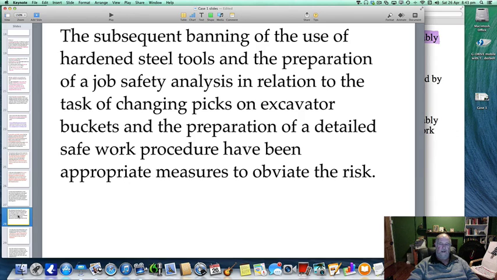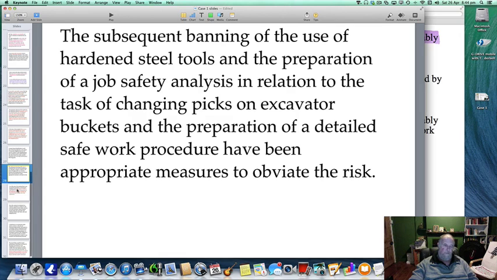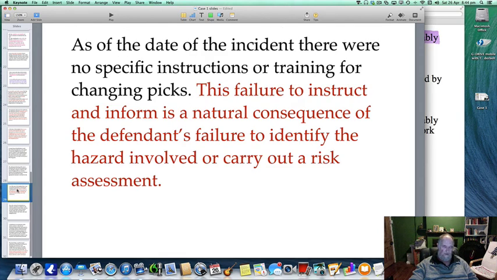The subsequent banning of the use of hardened steel tools and the preparation of a job safety analysis in relation to the task of changing picks have been appropriate measures to obviate the risk. Fair enough. I think I would have said take all the picks off and change them to the twist type. The cost of doing that might be a bit, but this could easily have been a death.